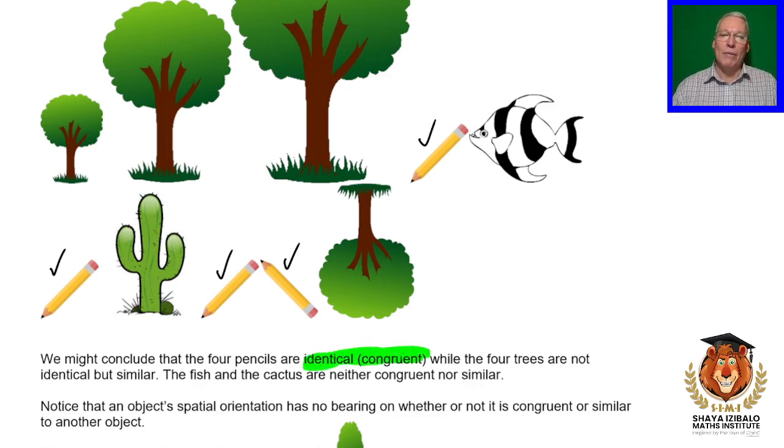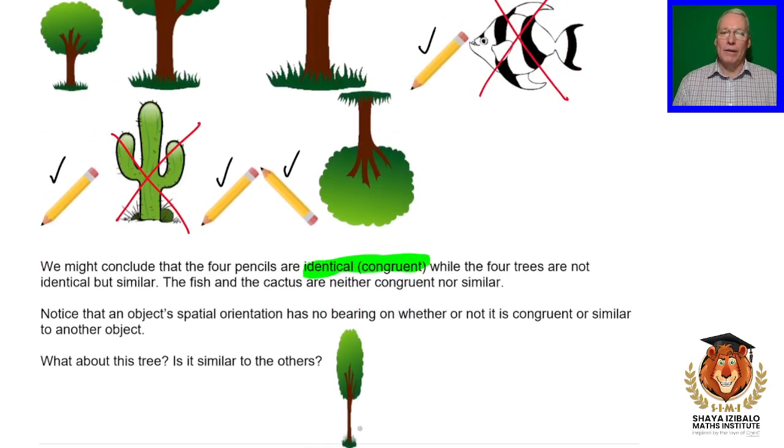All right, what similar means is in the same proportion. Notice that the fish is not similar to anything here, and it's not congruent to anything, nor is the cactus. Now let me ask you this: does this tree look similar to the other trees? You might say, yes, it's a tree, but actually it's got a different set of proportions. It's differently shaped, and it's not similar. No.